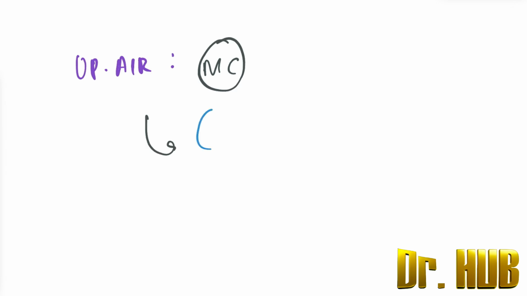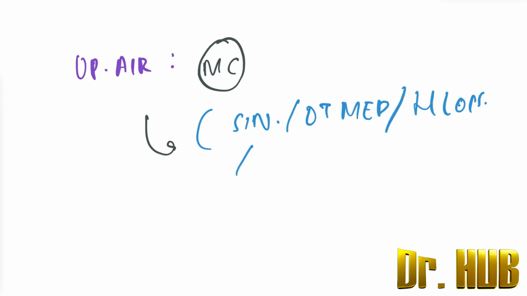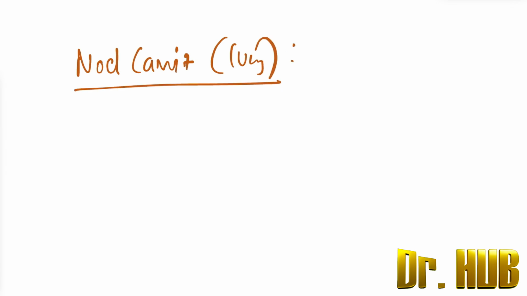Now what about the upper airway involvement? If you see the upper airway, involvement is more common here, with sinusitis, otitis media, hearing loss, as well as septal perforation. Now let's move on to the nodular cavities in the lungs. Here, nodular cavities in the lungs are present.